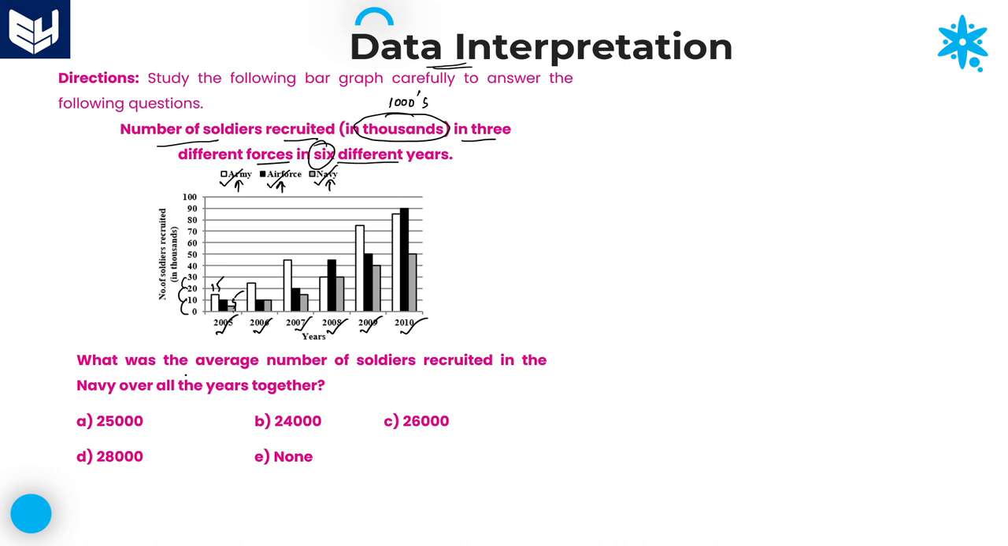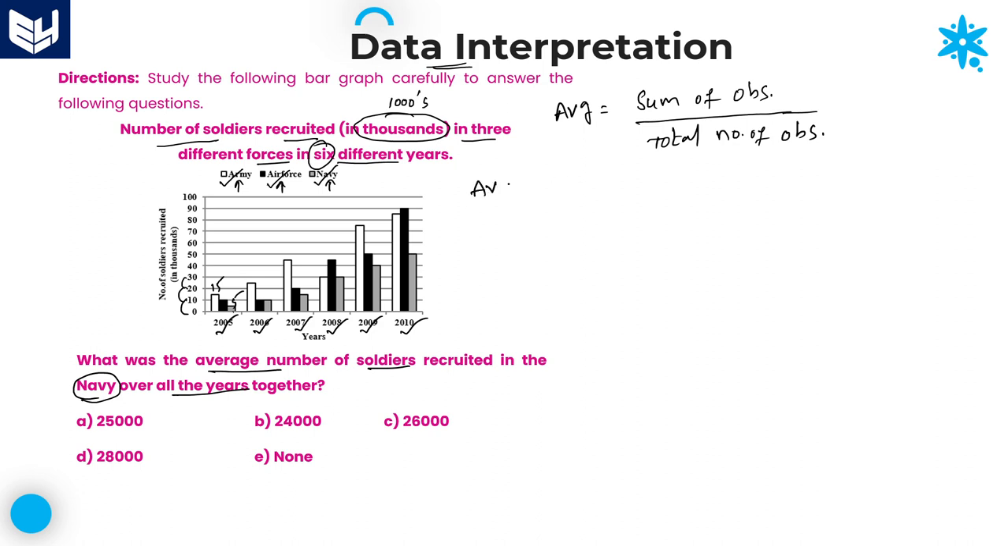Look at the first question which is given. What was the average number of soldiers recruited in Navy over all the years together? Here, we need to calculate the average number of Navy soldiers over all the years. As we all know, average is equal to sum of observations divided by total number of observations.